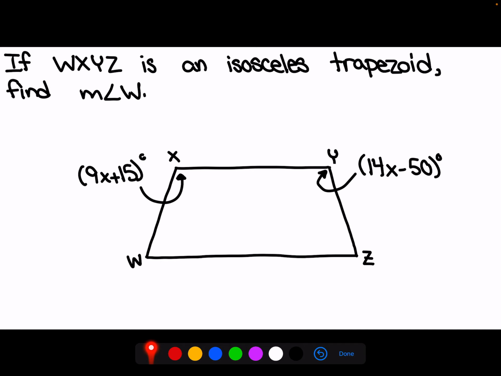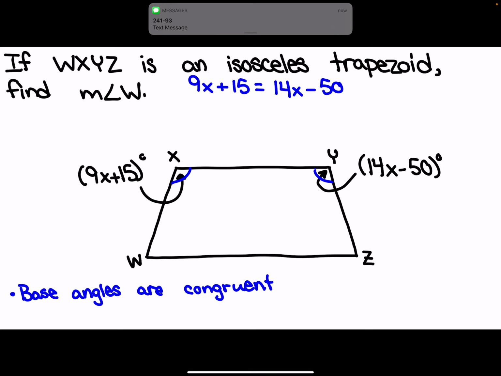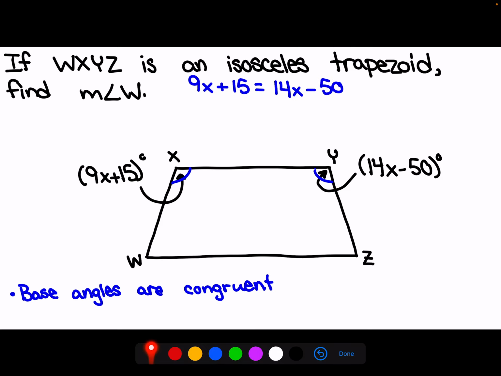All right, next up. If WXYZ is an isosceles trapezoid, find the measure of angle W. First off, an isosceles trapezoid. Within isosceles trapezoids, we know base angles are congruent. So angle X and angle Y are the same angle. So if that's the case, I can set them equal to each other. 9x plus 15 equals 14x minus 50.